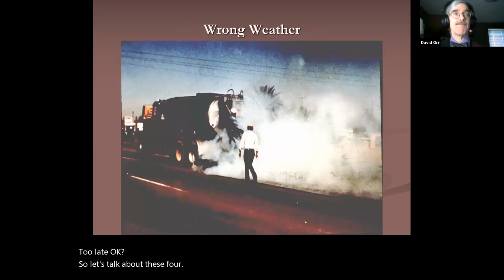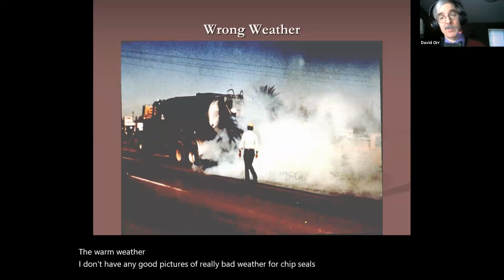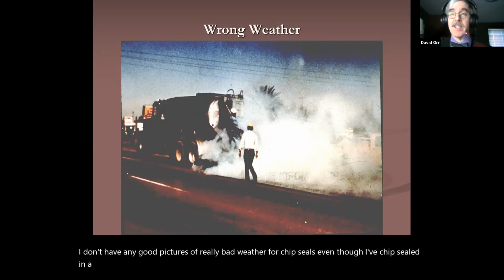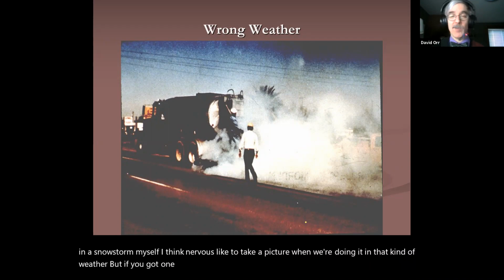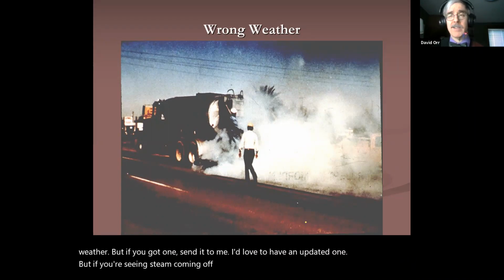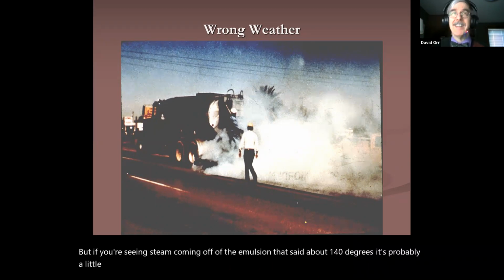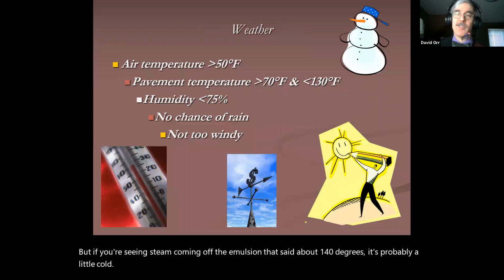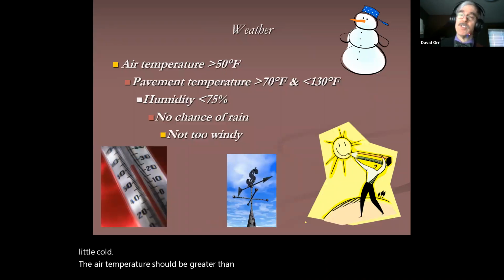The wrong weather. I don't have any good pictures of really bad weather for chip seals, even though I've chip sealed in a snowstorm myself. I think none of us like to take a picture when we're doing it in that kind of weather. But if you got one, send it to me. I'd love to have an updated one. But if you're seeing steam coming off of the emulsion that's at about 140 degrees, it's probably a little cold. The air temperature should be greater than 50. The pavement temperature should be at least 70.